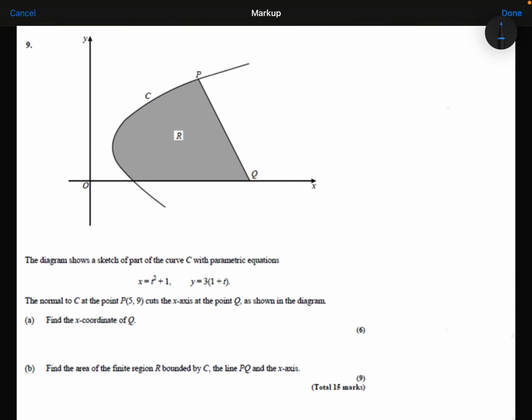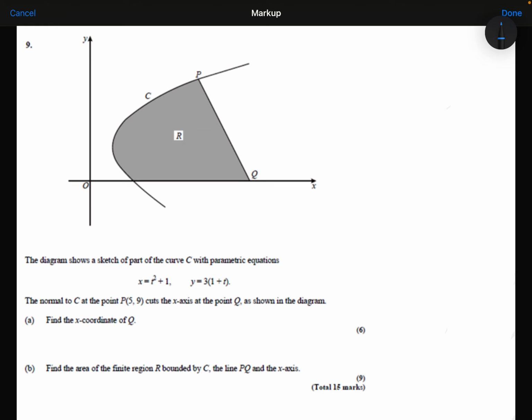The diagram shows a sketch of part of the curve C with the parametric equations x equals t squared plus 1 and y equals 3 times (1 plus t). The normal to the curve at the point P (5, 9) cuts the x-axis at point Q. Find the x-coordinate of Q.